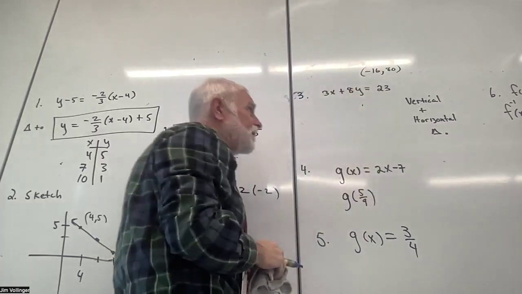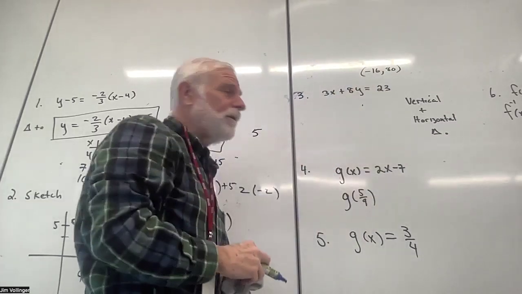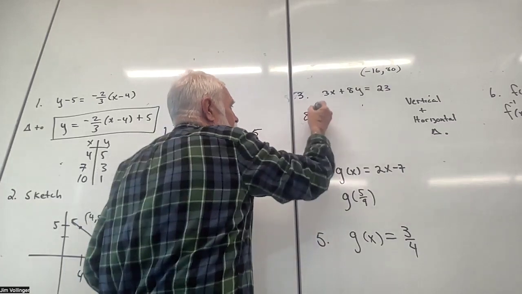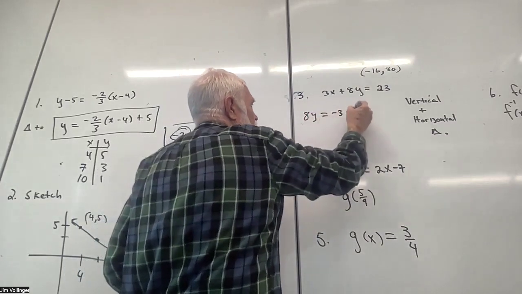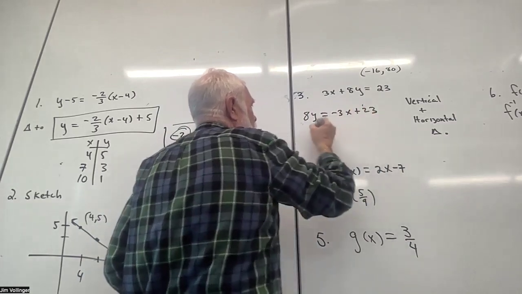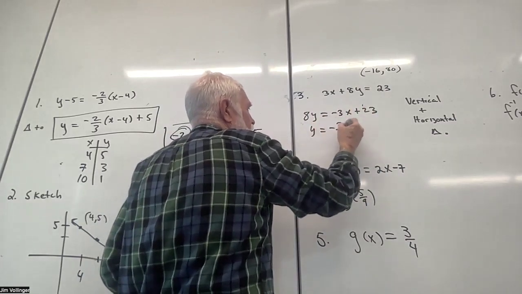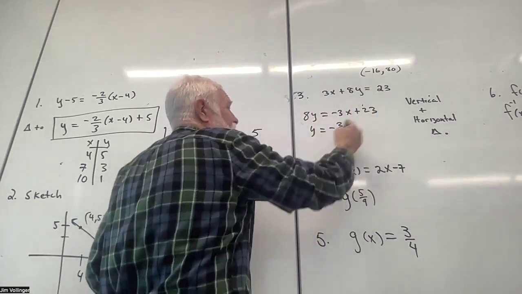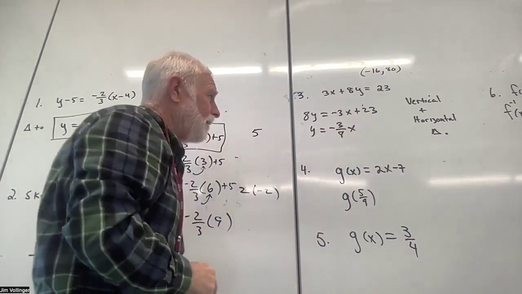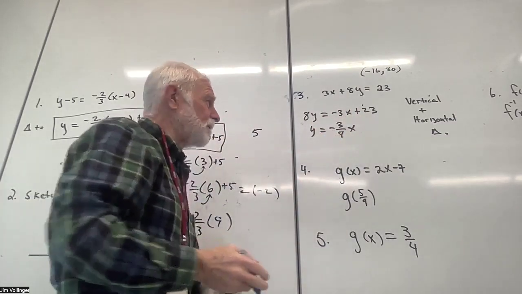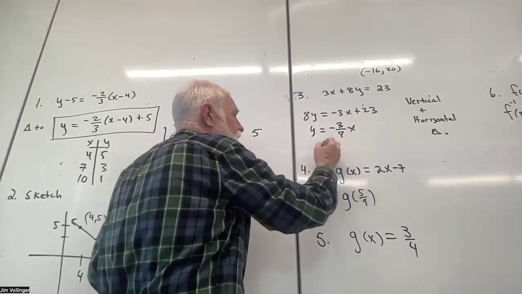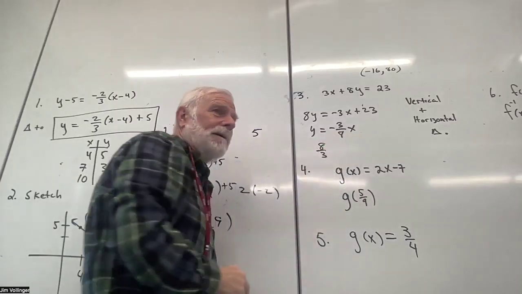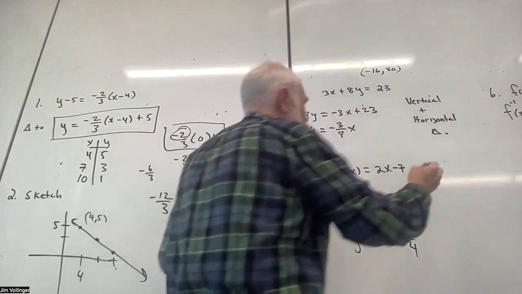But if you haven't made the connection yet that the answer's staring at you, then you've got to do the math. 8y equals minus 3x plus 23, and y is equal to minus 3/8 x. I stopped there. That is the slope. Okay, and what's the perpendicular reciprocal? Perpendicular reciprocal is 8/3.